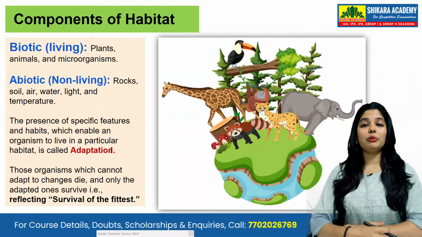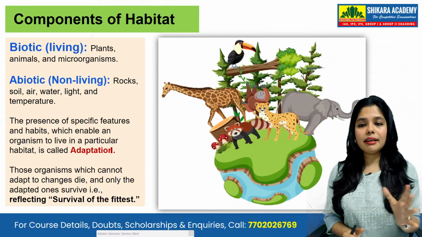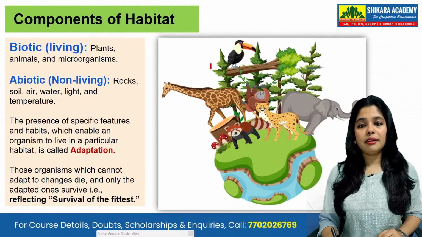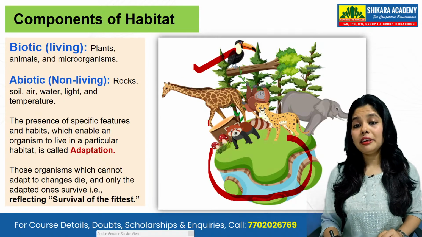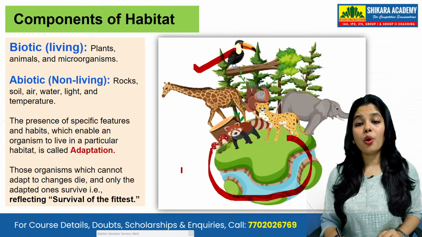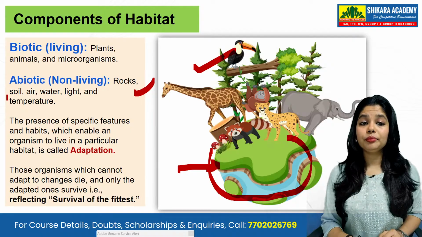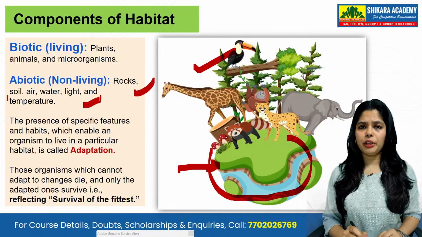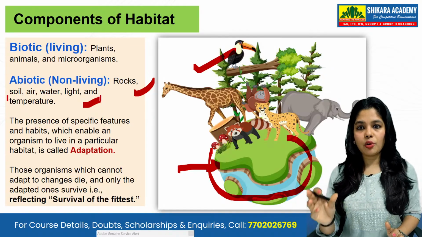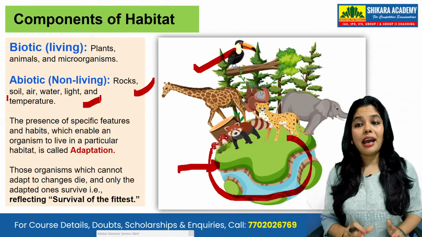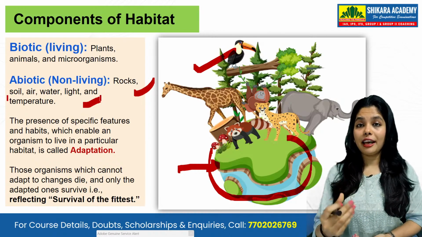Now, if we talk about the components of habitat, what are they? There are different kinds of components. There are living components, and there are also non-living components, like rocks, soil, air, water, light, temperature, and many more. These non-living components in the environment help us to thrive and sustain life.